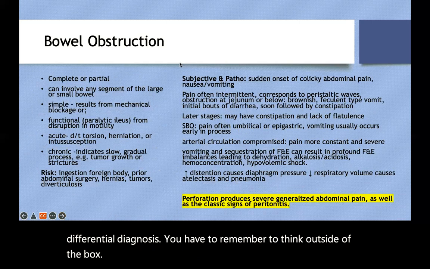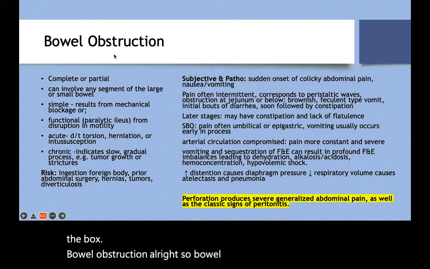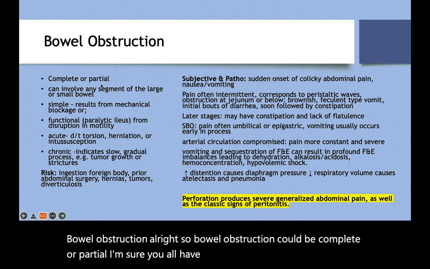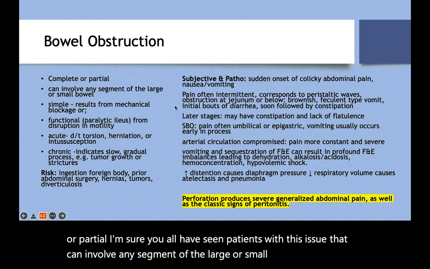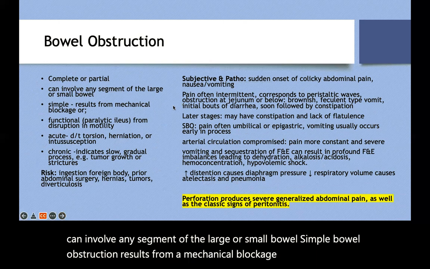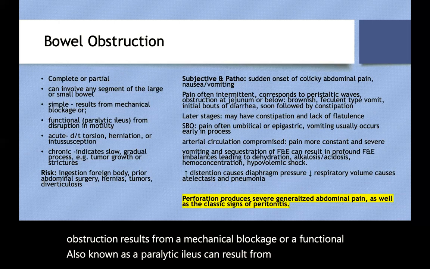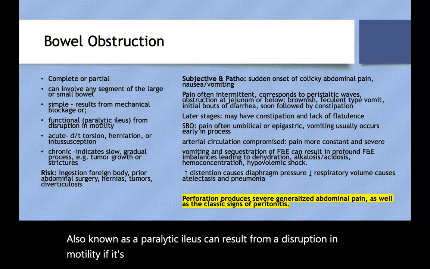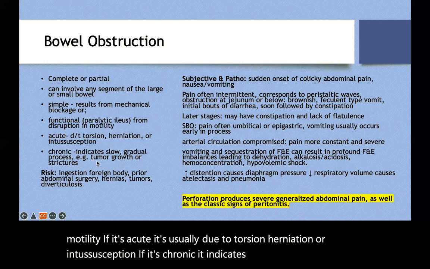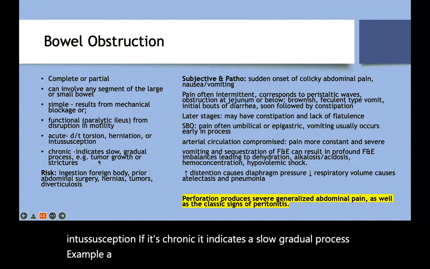Bowel obstruction. All right, so bowel obstruction could be complete or partial. I'm sure you all have seen patients with this issue that can involve any segment of the large or small bowel. Simple bowel obstruction results from a mechanical blockage, or a functional obstruction, also known as a paralytic ileus, can result from a disruption in motility. If it's acute, it's usually due to torsion, herniation, or intussusception. If it's chronic, it indicates a slow, gradual process, for example, a tumor growth or strictures.